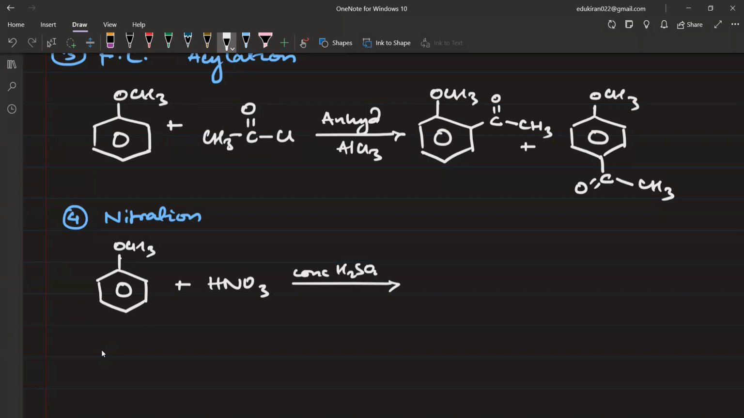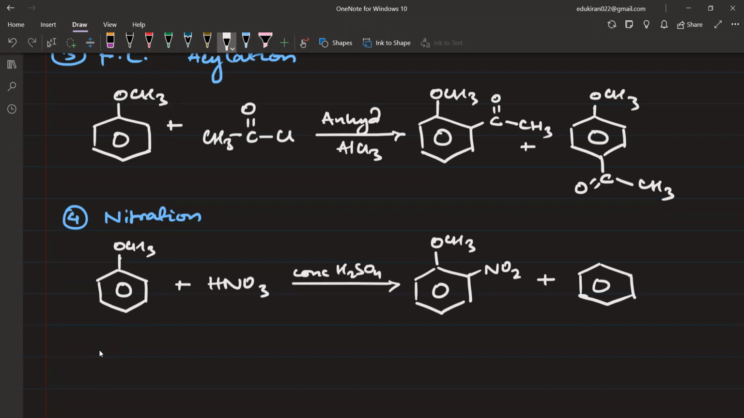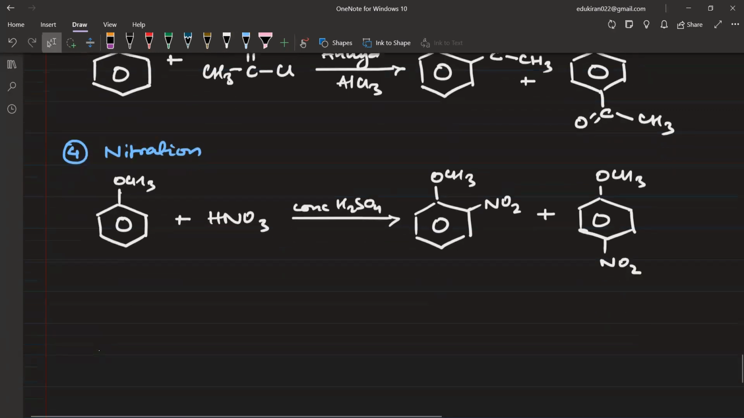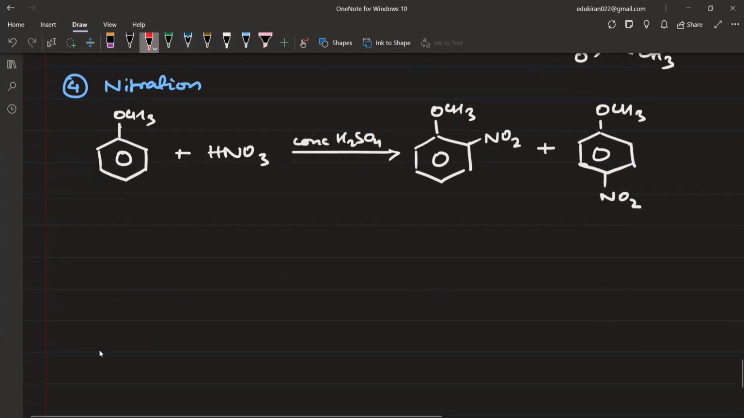So H2SO4. ये भी रिएक्शन बहुत आसानी से नहीं होता है. NO2 plus NO2. Write a note. Anisole does not undergo sulfonation.